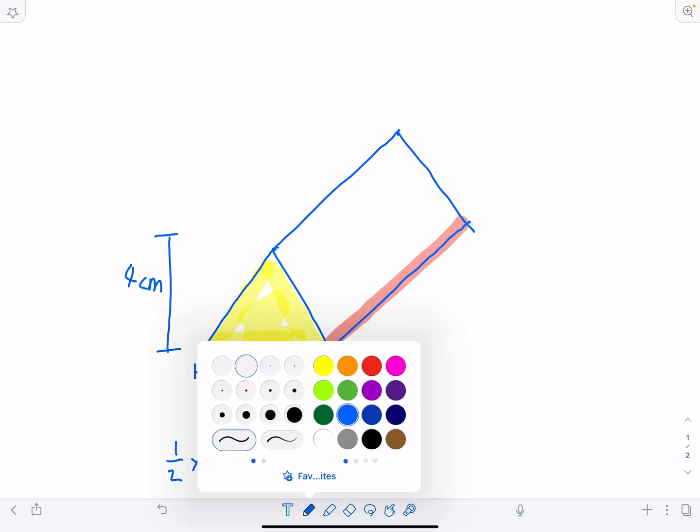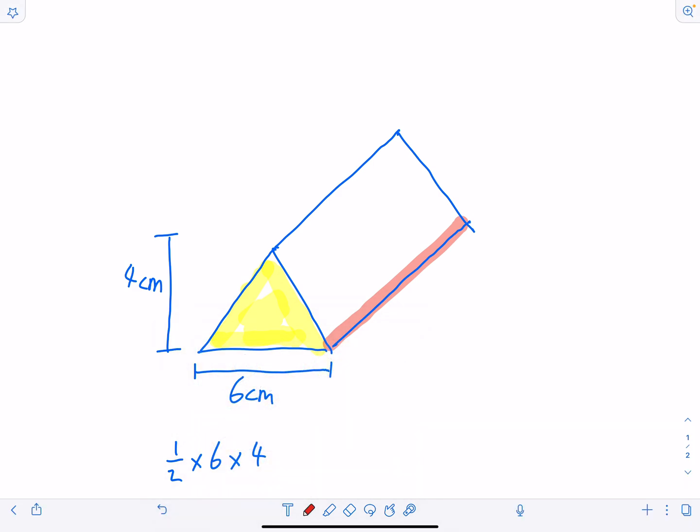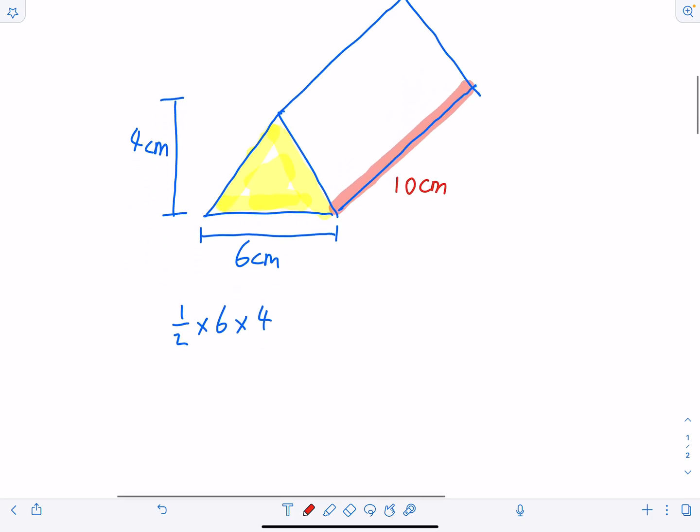And then we need to multiply that by how deep this prism is. So let's just say that it's 7 centimetres deep. Actually, let's put it more in proportion a little bit. Let's just go 10 centimetres deep there. And so then we want to go times 10. So V volume equals half times 6 times 4. That's the area of the base, the yellow triangle, times by how deep it is.